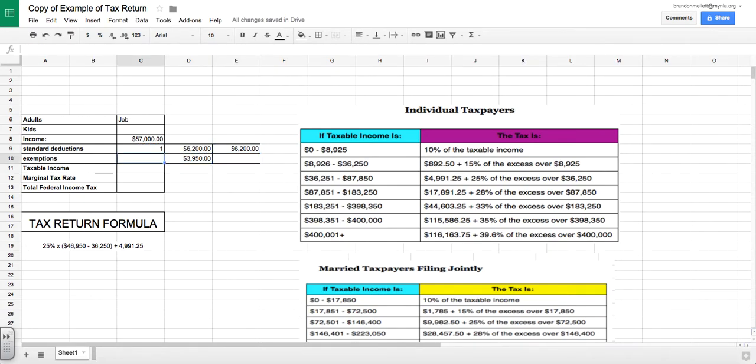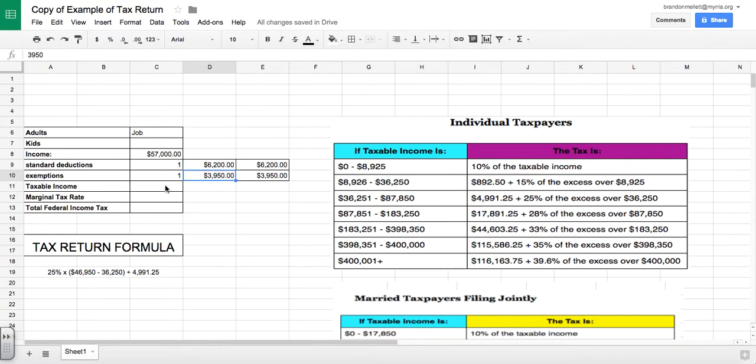Then we have something called exemptions. For everyone that lives in the household, this can be counted towards an exemption. Since Job is living by himself, he only gets to claim 1 exemption. So we'll put simple math in here as well: 1 times 3,950. Again, these are the 2014 rates that we're using.